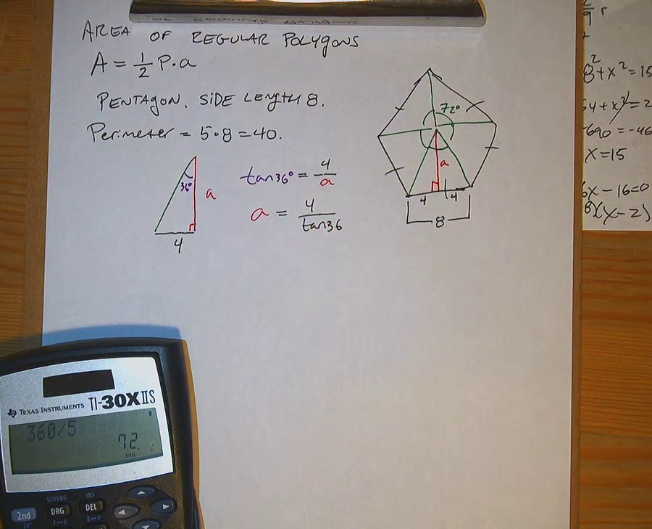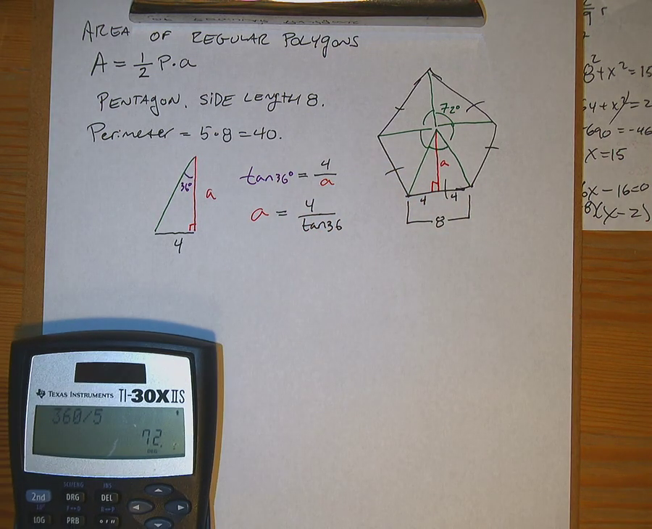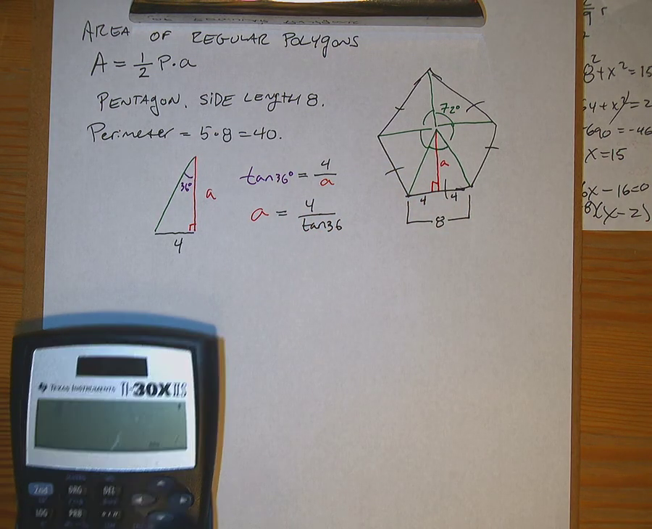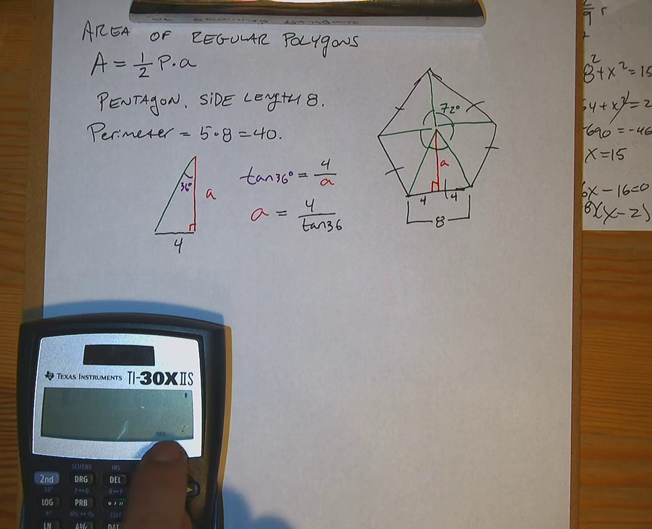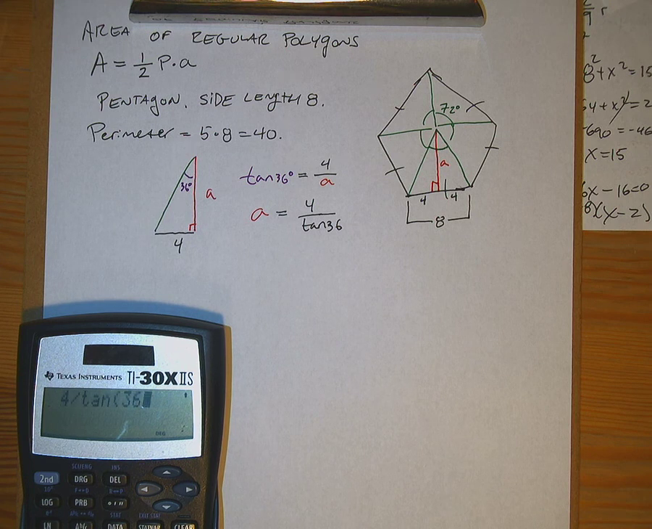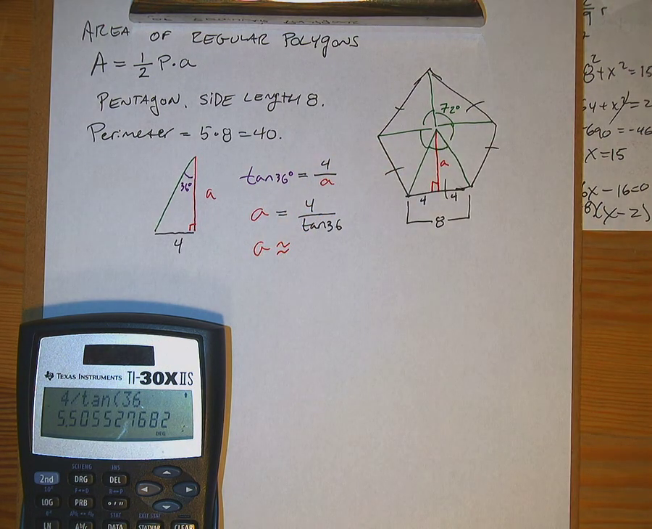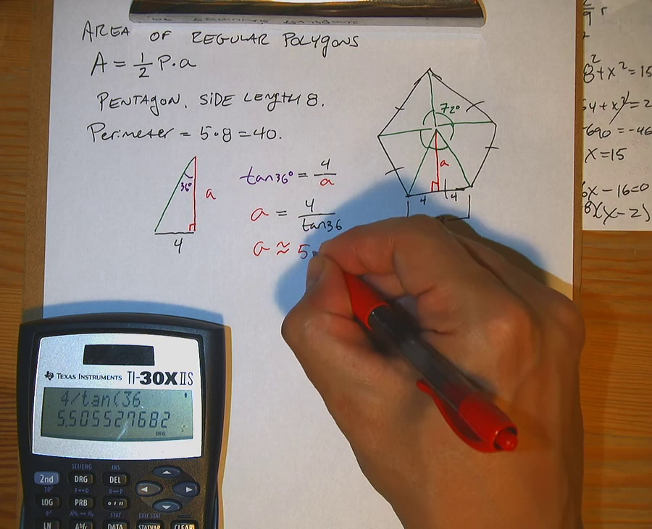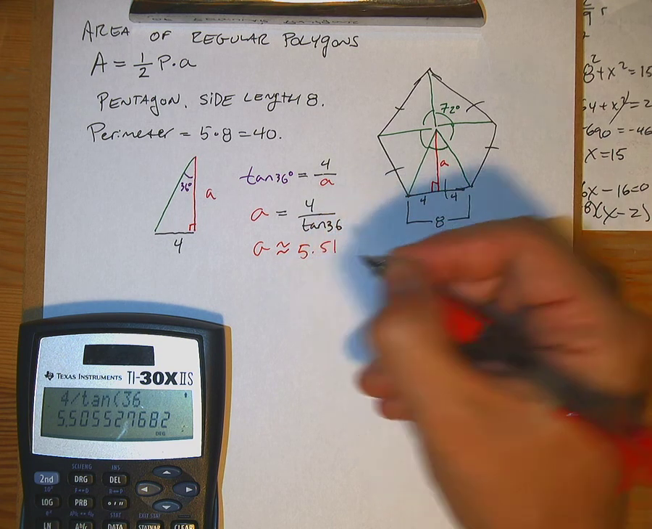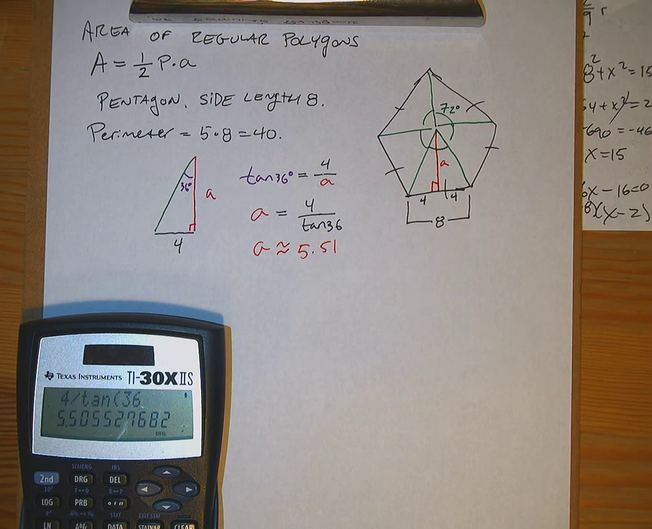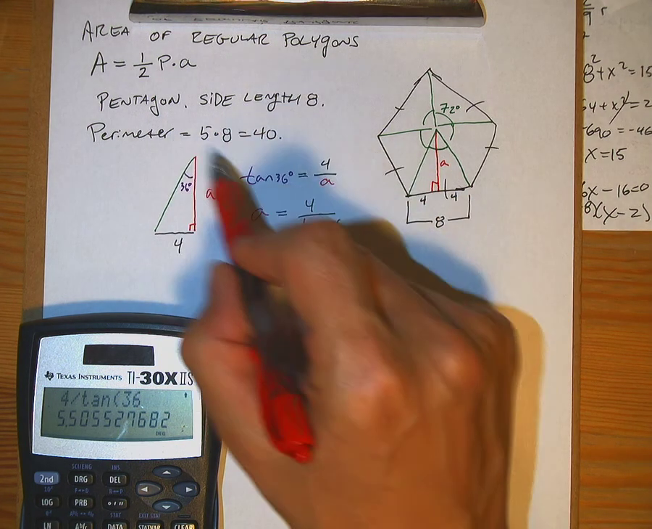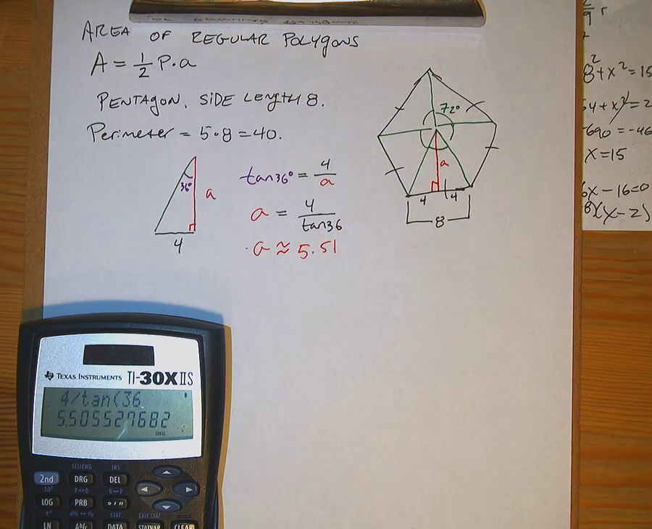That's okay. And now is the time when I'm going to use my calculator, and I'm going to plug this in. Notice I'm in degree mode. Very important here. Don't want to be in radian mode. 4 divided by tangent of 36. And that's going to give me that a is approximately equal to 5.51-ish.